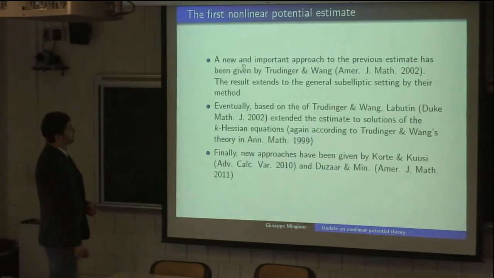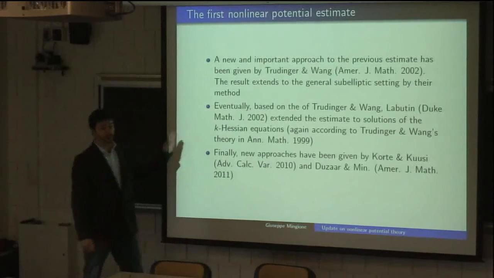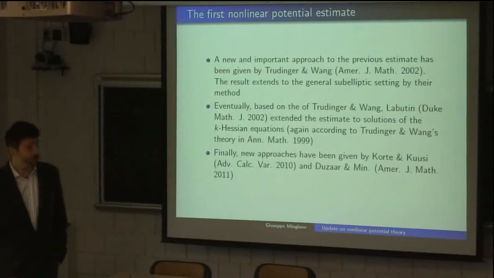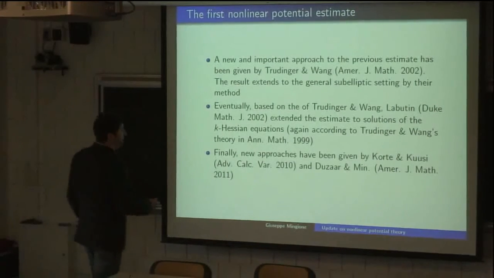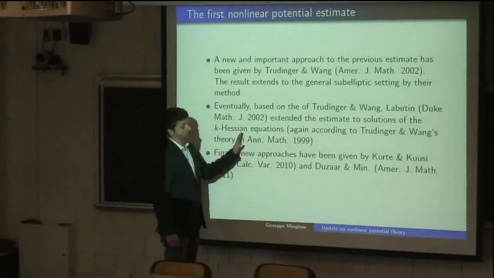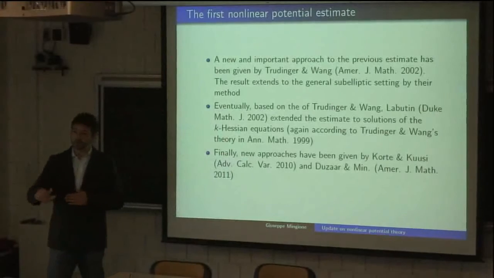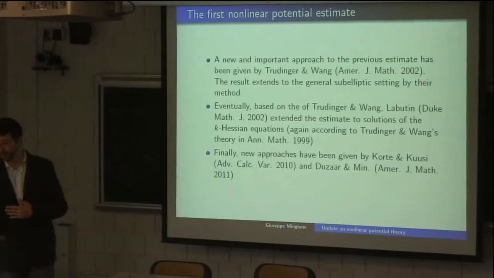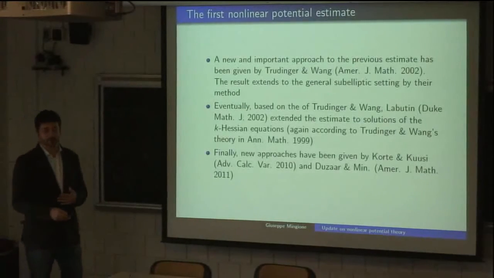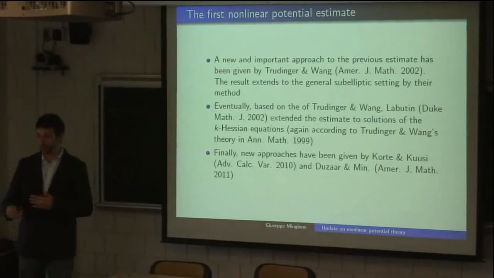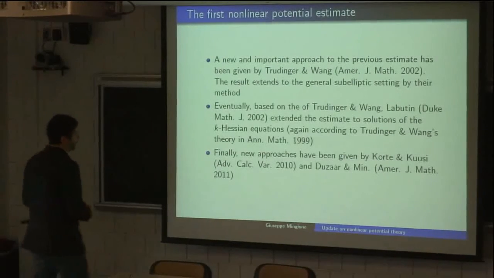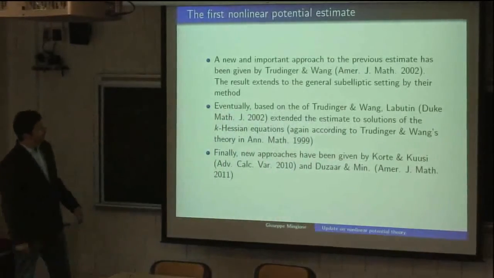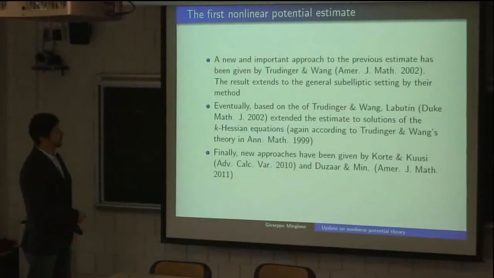And then there have been a lot of works. Trudinger and Wang gave another proof of this result, and they also extended it to subelliptic settings. Labutin extended this estimate to the so-called k-Hessian equations. These are certain fully nonlinear equations that interpolate the Laplacian and the Monge-Ampère operator. They are essentially fully nonlinear equations which are based on the symmetric elementary functions of the eigenvalues of the Hessian. And then finally, there's a new interesting approach by Korte and Kuusi that proves this. Okay, this is as far as the estimate for u.